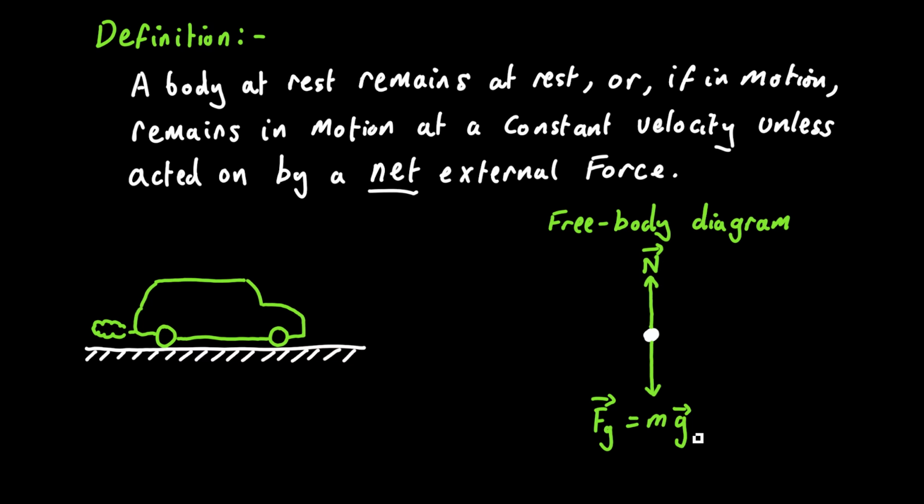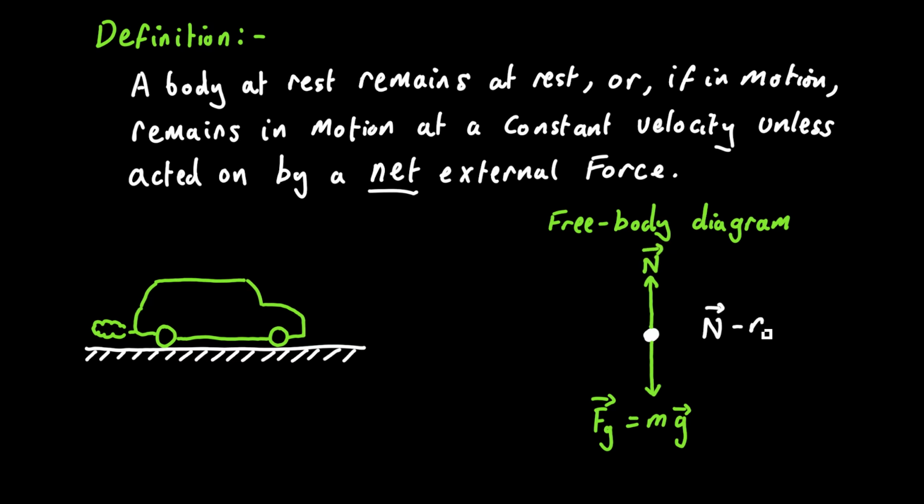So if our car is parked on a flat road, we only have 2 forces acting on our car. We have the gravitational force, which is defined mathematically as the weight, which equals the mass of the car multiplied by the acceleration due to gravity. And we also have the normal force, which is the force that the surface applies to an object to support the weight of that object, and it always acts perpendicular to the surface that the object is resting on.